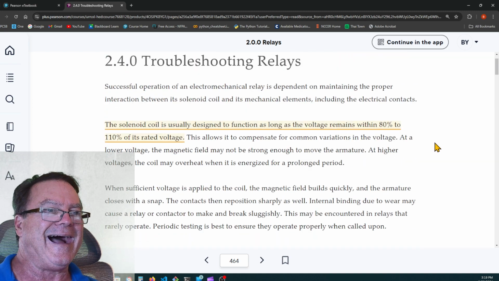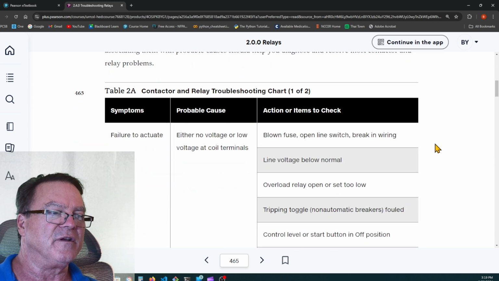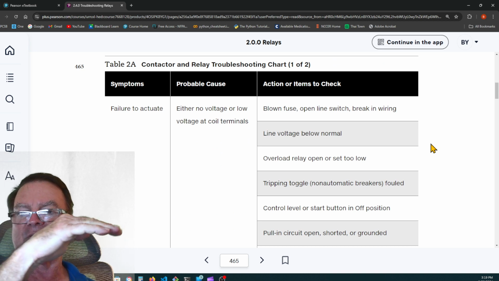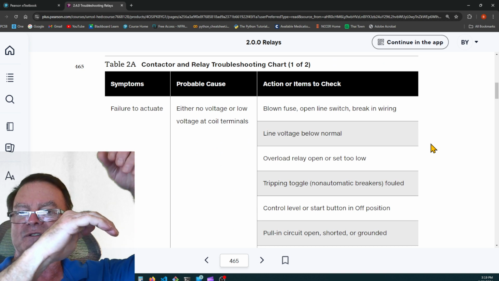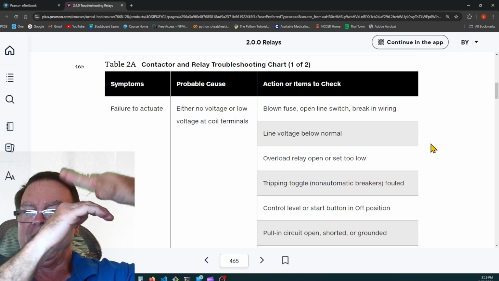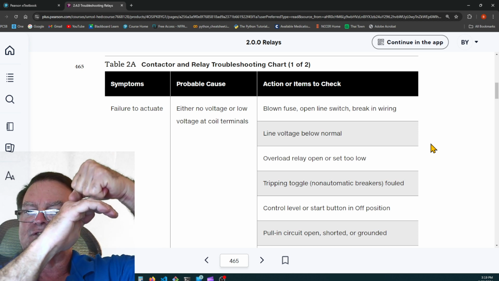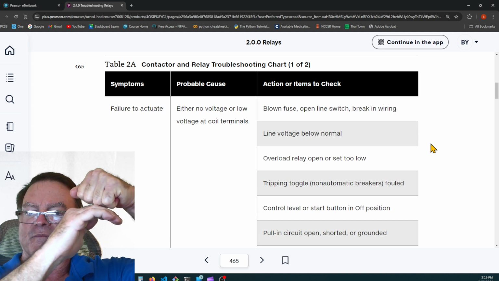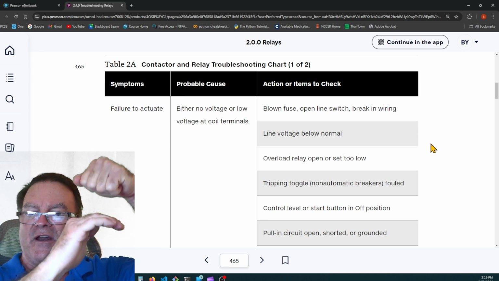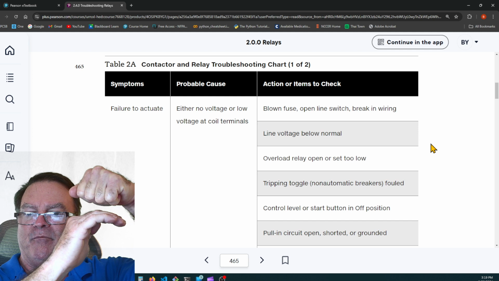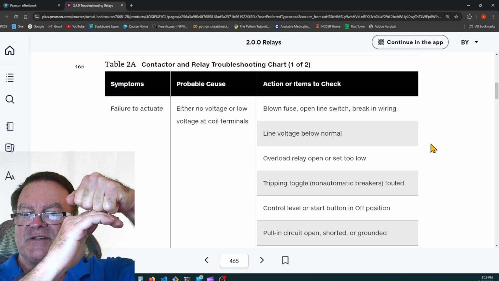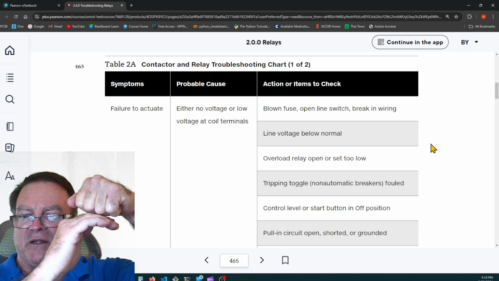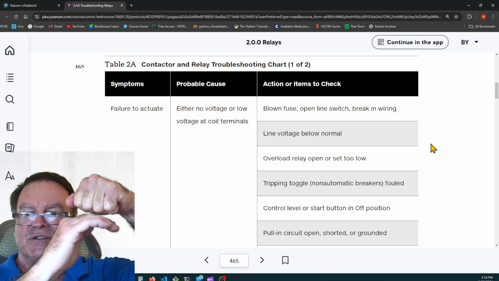I can't go back to the picture of the contacts, but the contacts are rounded. They're not flat on the top. Those two curved surfaces allow this to make in a lot of different positions because these things are moving. They don't always come right back to the exact point where they were last time they made, so they might move a little bit. And the roundness of them allows them to make contact in a lot of different positions.